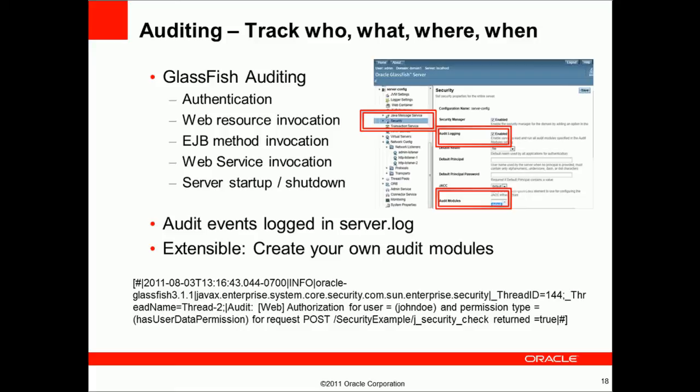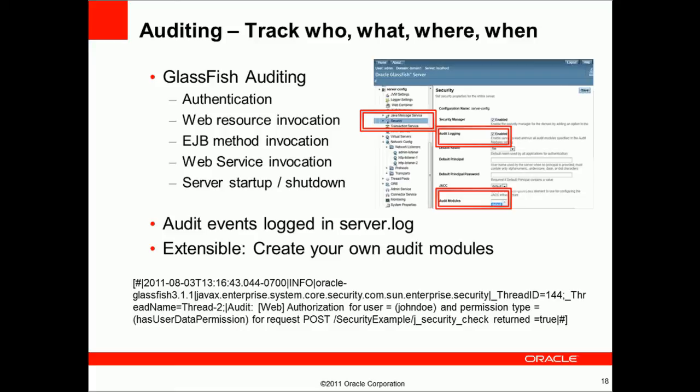With GlassFish, we can track various aspects of auditing. We can audit authentication, so who authenticates. You can enable auditing of specific web resources, so we can track who's accessing a specific URL, for instance. We can track on an EJB method basis who is accessing what methods. We can also track web services, who's invoking what web services. We can track server startup and server shutdown. All of these audit events are logged in the server.log file, so that's $domain, wherever your domain is installed, /logs/server.log. And this is extensible. We ship with our own auditing class infrastructure, but you can create your own.